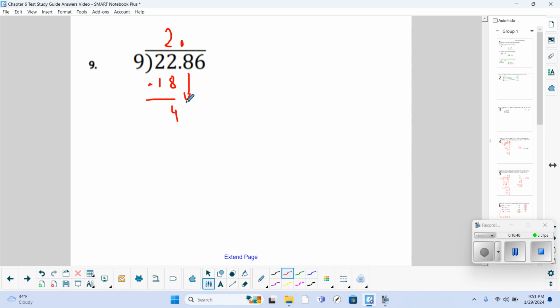I would now bring down the 8. So 9 goes into 48. How many times? Goes into 48 5 times. 5 times 9 is 45. Remainder is 3. Bring down the 6. How many times does 9 go into 36? 9 times 4 is 36. No more remainder. And we get ourselves a 0 there.